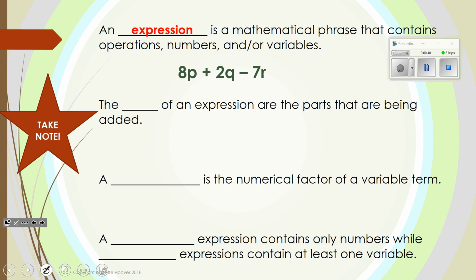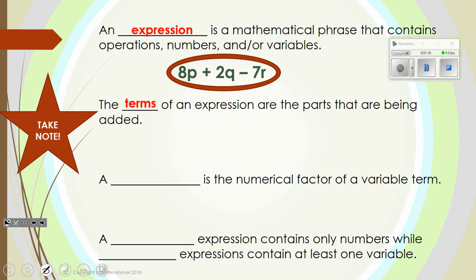Notice it contains operational signs. We have multiplication here, addition here, multiplication here, subtraction here, and multiplication here. So it contains operation signs. It contains numbers, 8, 2, and -7. And this one contains variables, p, q, and r. So this is an algebraic expression. If it did not have variables, it would be a numerical expression. So that is an algebraic expression.